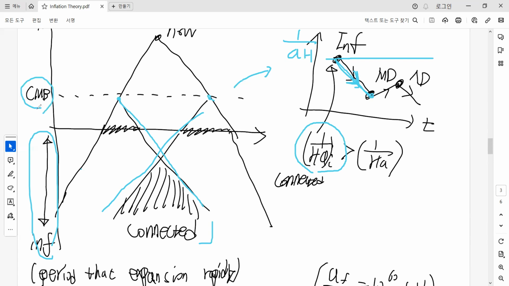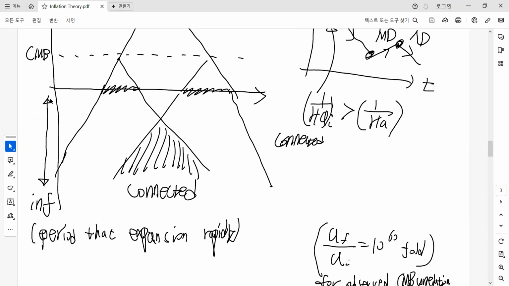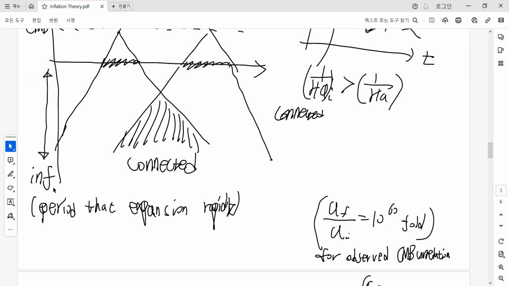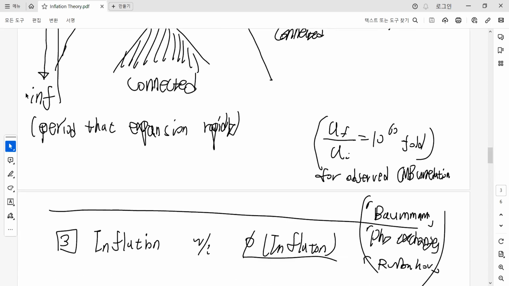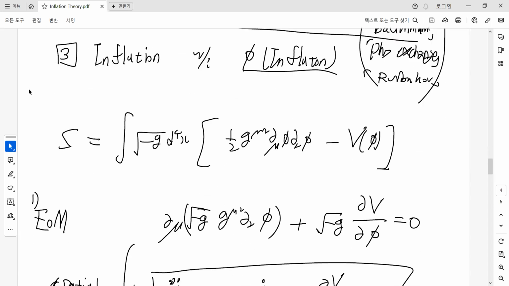If we calculate the CMB correlation, the expansion must be very large, and the ratio of the scale factors at the end and the beginning of inflation should be 10 to the 64 to explain the observed CMB correlation. So with inflation, both the flatness problem and the horizon problem can be solved. Inflation is usually explained by scalar dynamics, introducing an additional scalar field, the so-called inflaton.